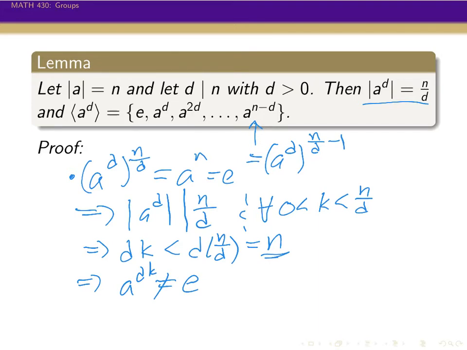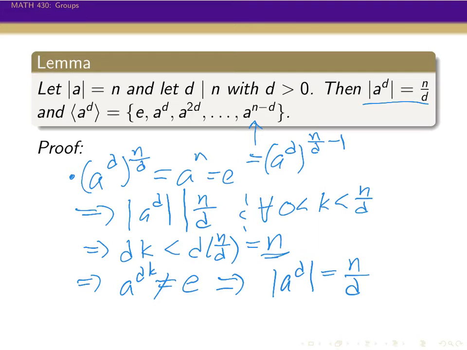It is a power that works, and it is the smallest power that works, because if I apply any other power, I'm not going to be getting enough a's to get back the identity. And so this shows that the order of a to the d is exactly n over d. Okay. And now let's go and prove the second part.